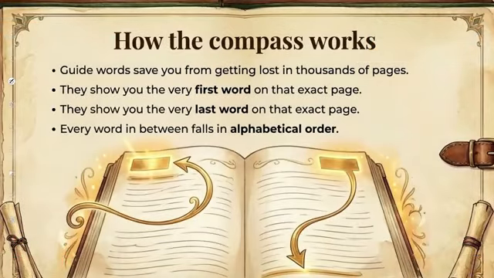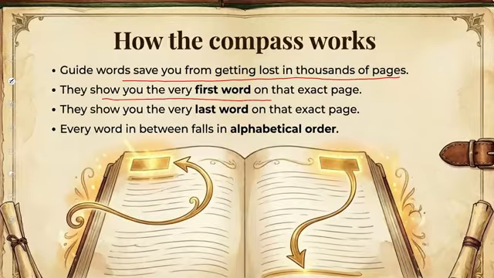How does the compass work? The guide words save you from getting lost in thousands of pages. As all of you know, a dictionary is full of words and you have to find a specific word. They show you the very first word on that exact page. Then they show you the very last word on that exact page. Every word in between falls in alphabetical order. Here's a guide word and here is a guide word. The first word is mentioned on the top left corner, the last word is mentioned here, and all other words are alphabetically arranged in between them.